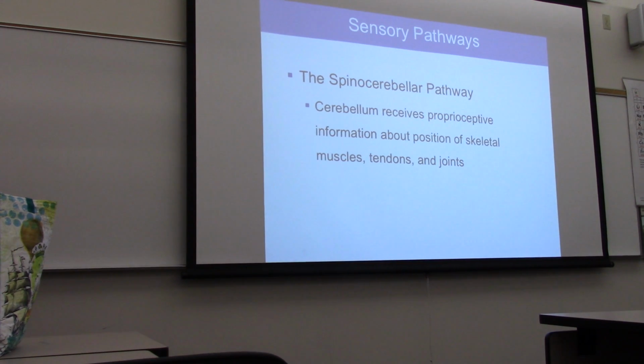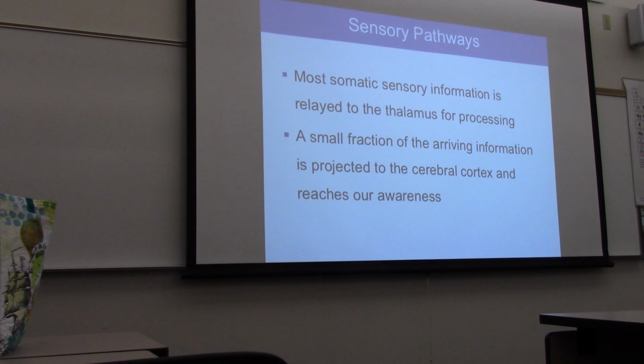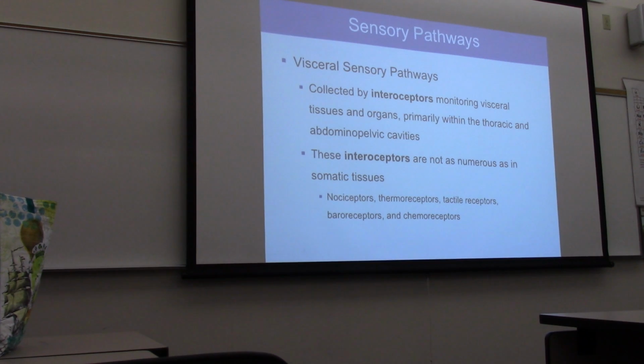Spinocerebellar carries all of this proprioceptive information up there. I think I've worn you out on that cerebellum, me trying to stand on one foot. There's the pathway that's all going up. There it is right there. So most sensory information is relayed to the thalamus. Most of it gets weeded out at the thalamus. They say that's far enough and it doesn't make it up to our conscious awareness.